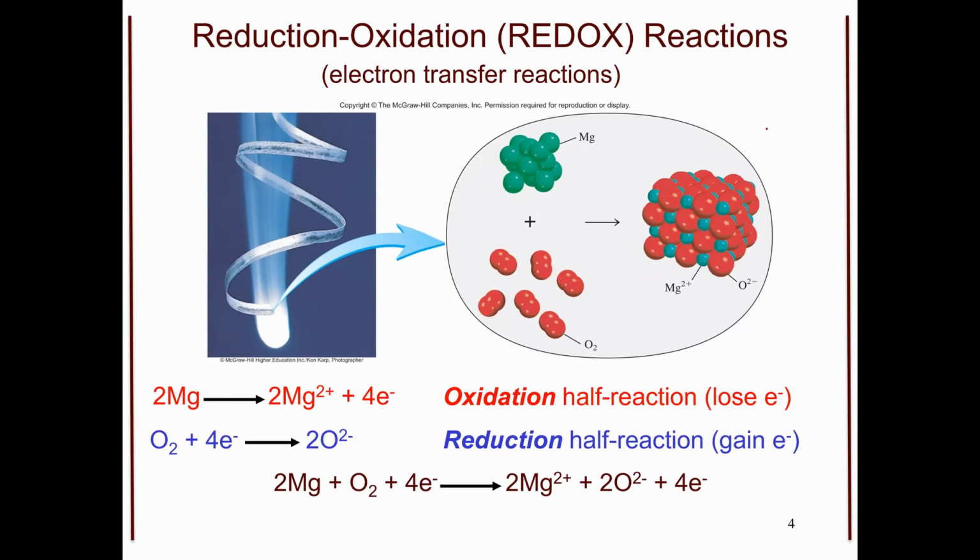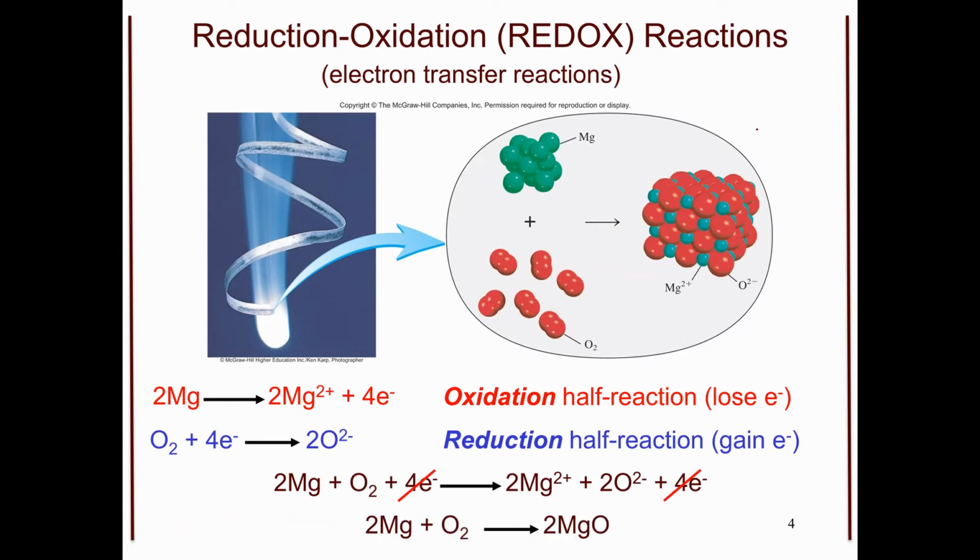So now, as you can see here in our balanced chemical equation, we have 4 electrons on both sides. So that means we could cancel those out and we would be okay to go and have a balanced chemical equation and a balanced redox reaction.